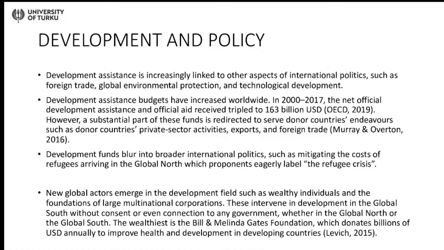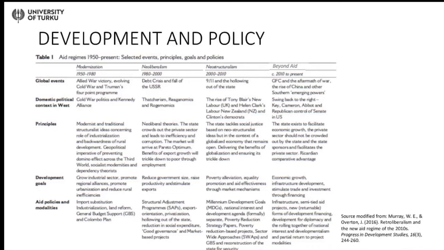And also what is particular is that wealthy people, some individuals, have become key players. You know, the Bill and Melinda Gates Foundation donates already now billions of United States dollars annually to improve health and development in developing countries. We will talk about that specifically later. So there are individuals who play an important role in this. And there's a table to discuss this process from modernization to more neoliberal, neostructural, and then to this beyond aid agenda. But it's not time to go into details here, but you can check this table and the source article for it.